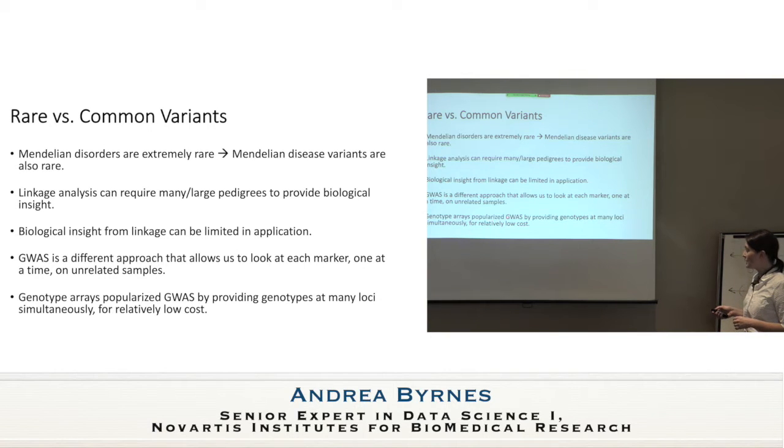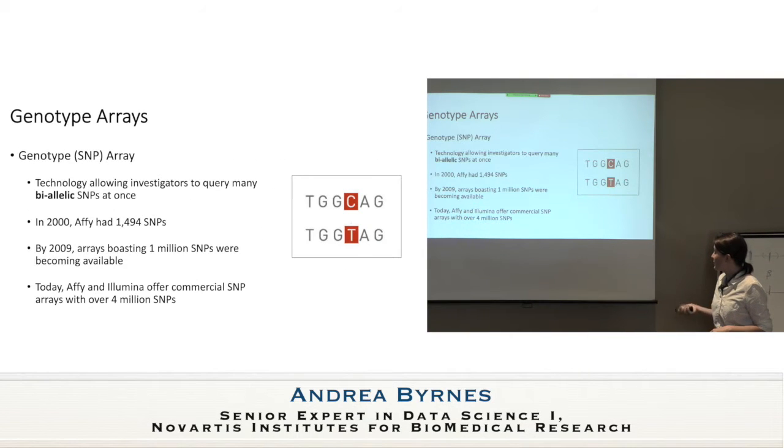So genotype arrays popularized GWAS, providing the genotypes at many loci simultaneously. This is some of the data that you're going to be working with, from genotype arrays. And we'll talk a little bit more in depth after lunch about how the genotype arrays actually work. But as a quick introduction, this is a technology allowing investigators to query many biallelic SNPs at once. This biallelic piece is a small but important detail. It means that I only have two options at this site. You can be C or you can be T, but being G is not an option.